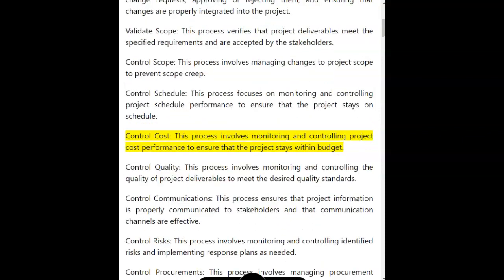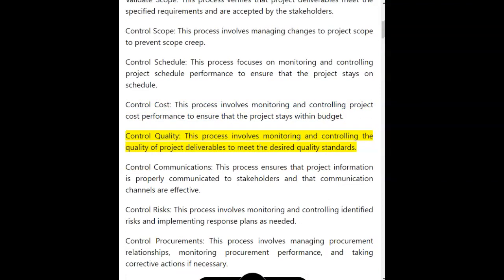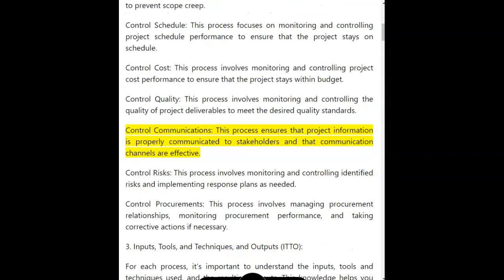Control cost. This process involves monitoring and controlling project cost performance to ensure that the project stays within budget. Control quality. This process involves monitoring and controlling the quality of project deliverables to meet the desired quality standards. Control communications. This process ensures that project information is properly communicated to stakeholders and that communication channels are effective.